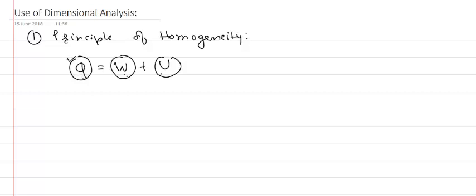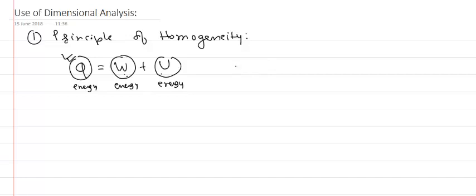dimensions as Q. In this case, the example that I have taken, this has the dimensions of energy, work also has the dimensions of energy, and internal energy also has the dimensions of energy. And therefore, this equation is valid. If the dimensions are not same, then the equation is not valid. And therefore, we can use dimensional analysis to check the correctness of an equation.